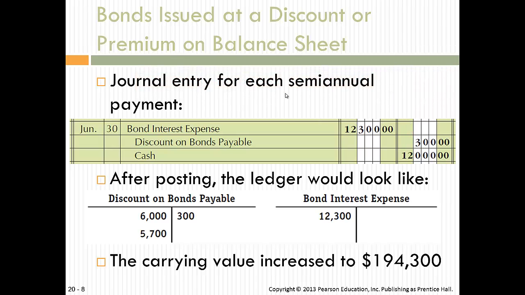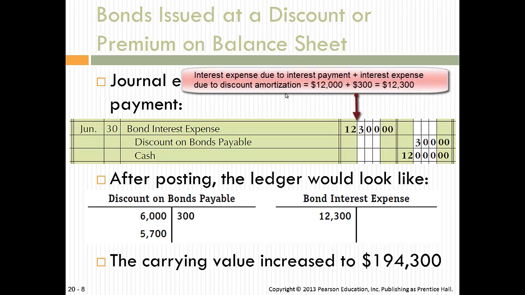Amortization of bond discount increases interest expense. We have our regular interest expense due to the payment of interest, which is the face value of the bonds times the contract interest rate, times time, which is $200,000 times 12% times 6/12. That works out to be $12,000.